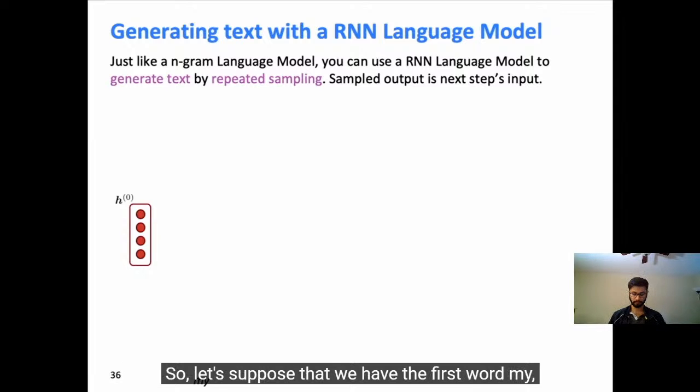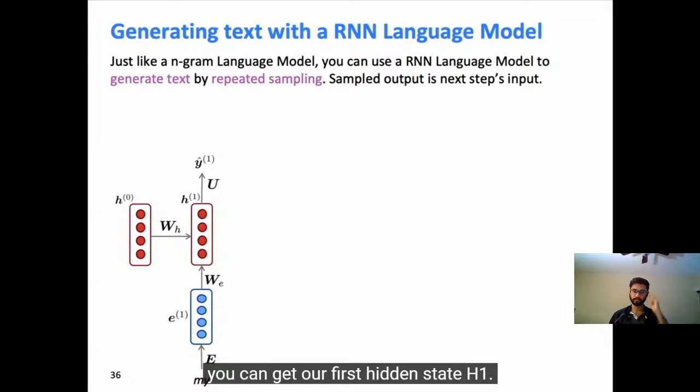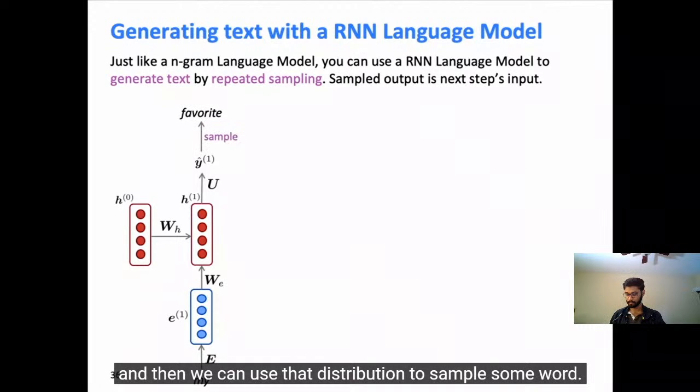So let's suppose that we have the first word my, and let's suppose I supply that to the model. So then using the input and the initial hidden state, we can get our first hidden state h1. And then from there, we can compute the probability distribution y hat 1 of what's coming next. And then we can use that distribution to sample some word. So let's suppose that we sample the word favorite.